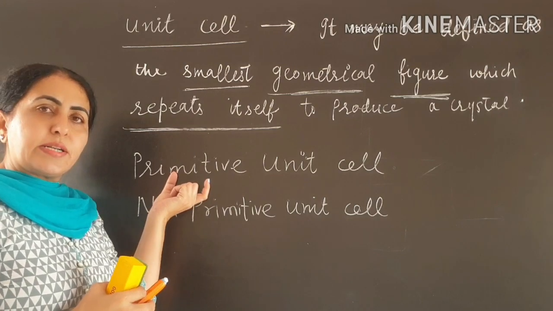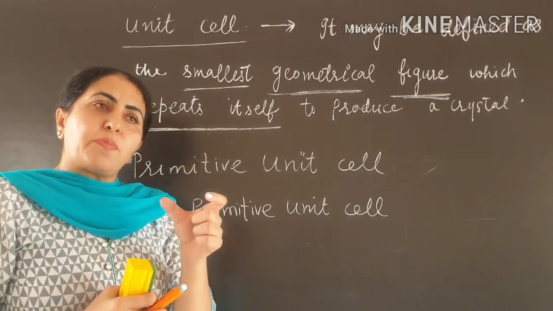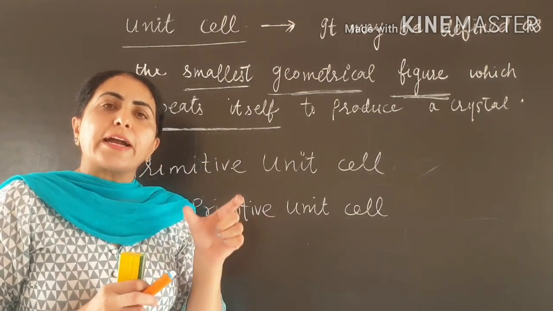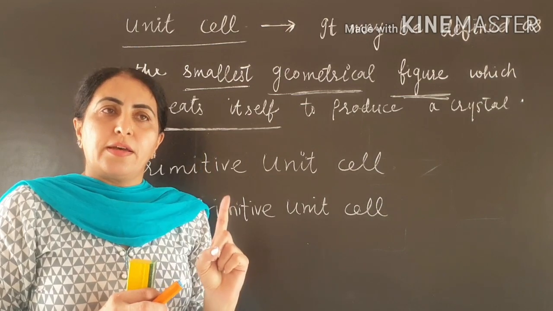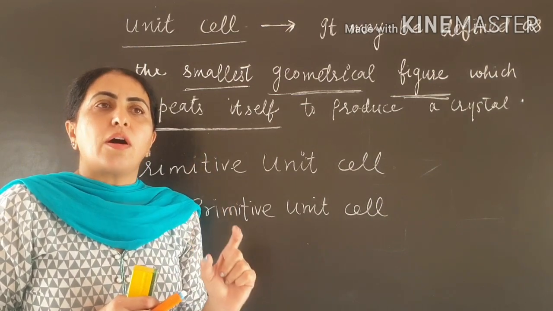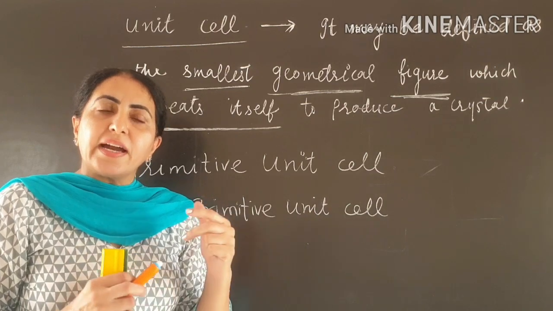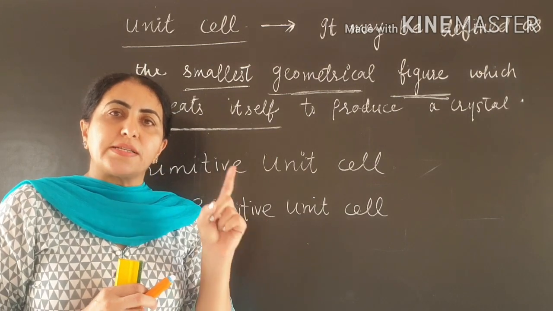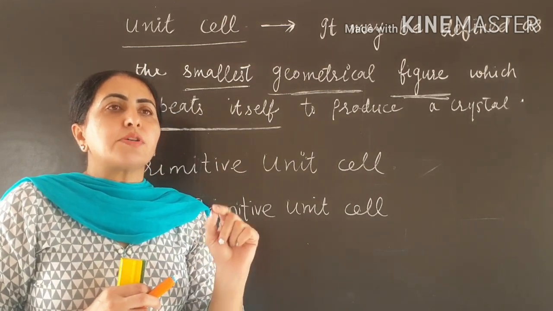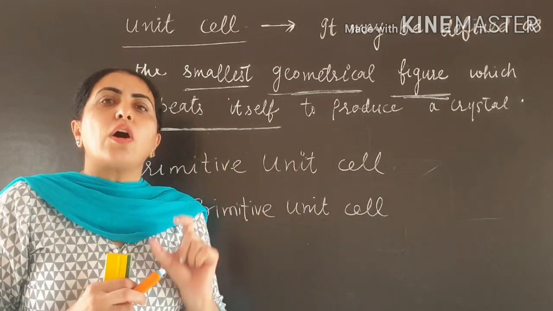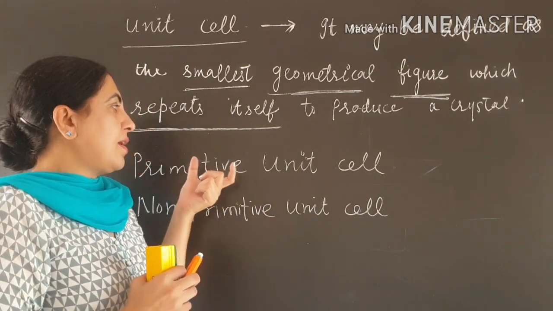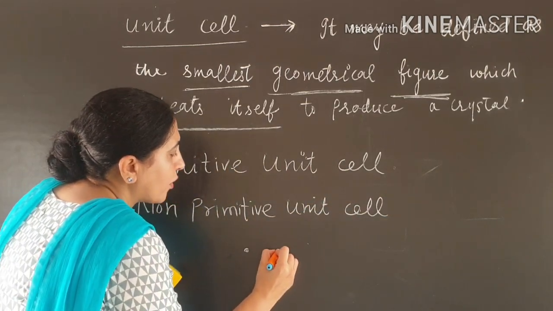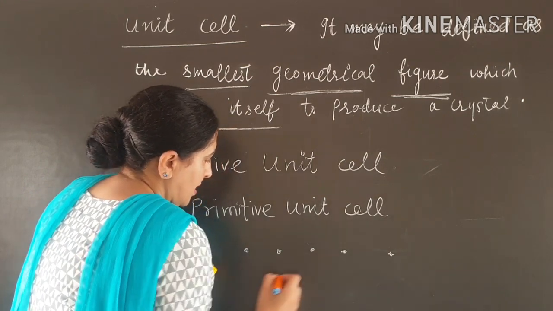And what is a primitive unit cell? If the lattice points, or we can say atoms, are only at the corners of a unit cell and the effective number of lattice points is 1, then that unit cell is called a primitive unit cell. I am repeating again: the unit cell having an effective number of lattice points equal to 1, with the atoms or lattice points only at the corners, is called the primitive unit cell. For example, I am drawing a crystal structure like this.